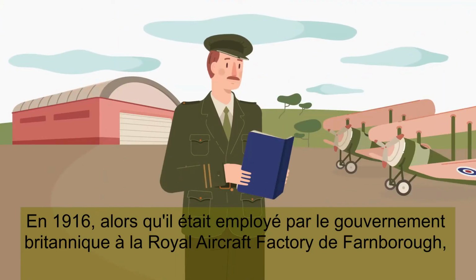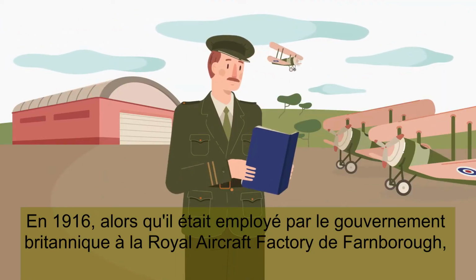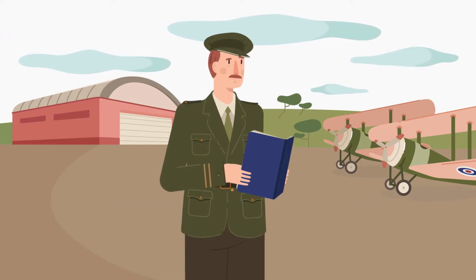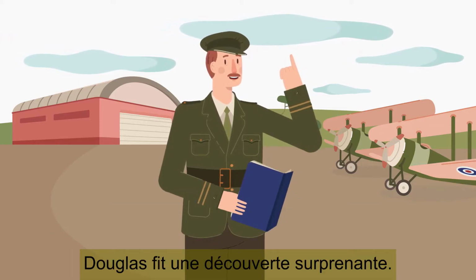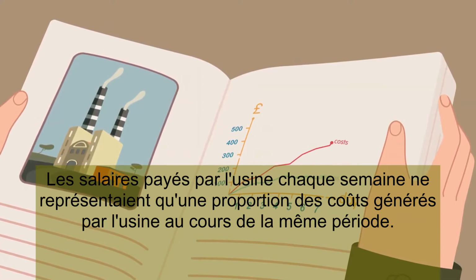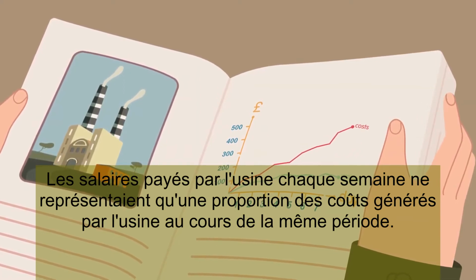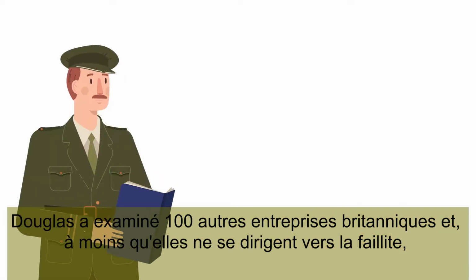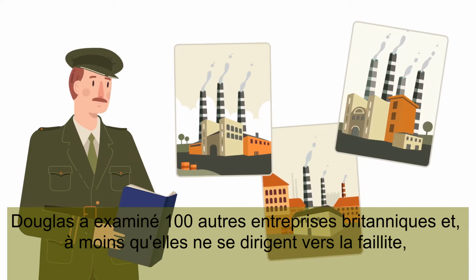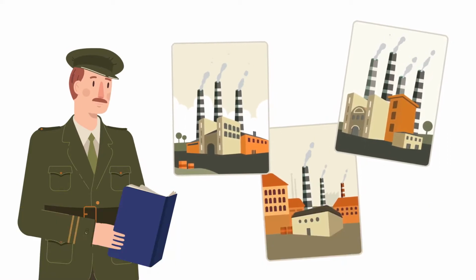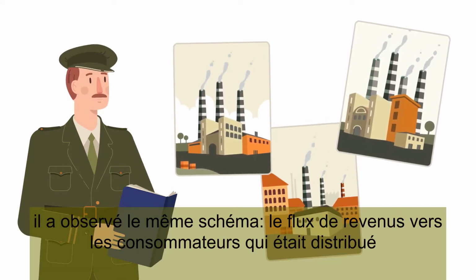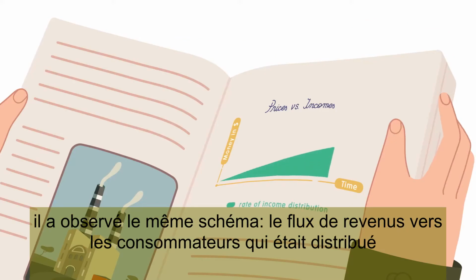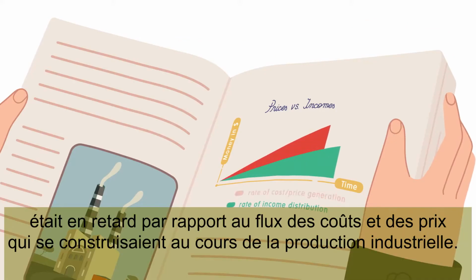In 1916, while he was employed by the British government at the Royal Aircraft Factory in Farnborough, Douglas made a startling discovery. The wages that were paid out by the factory every week were only a proportion of the costs that the factory was generating in the same period. Douglas examined 100 other British firms and, unless they were headed towards bankruptcy, he observed the same pattern. The flow of incomes to consumers that was being distributed lagged behind the flow of costs and prices that was being built up in the course of industrial production.